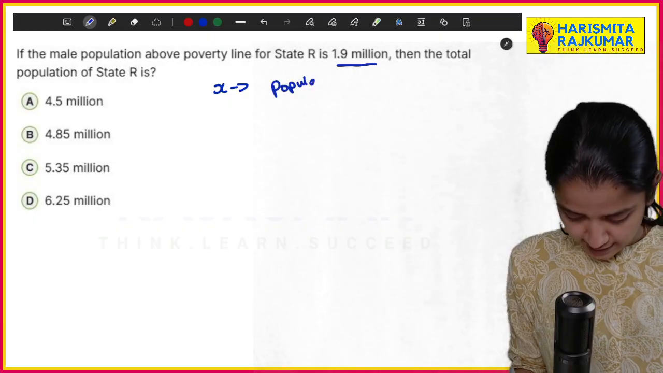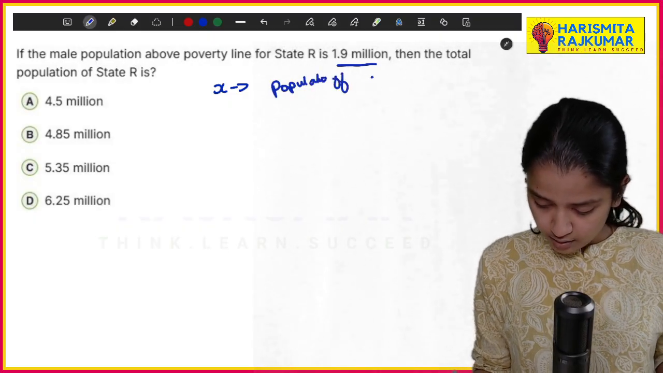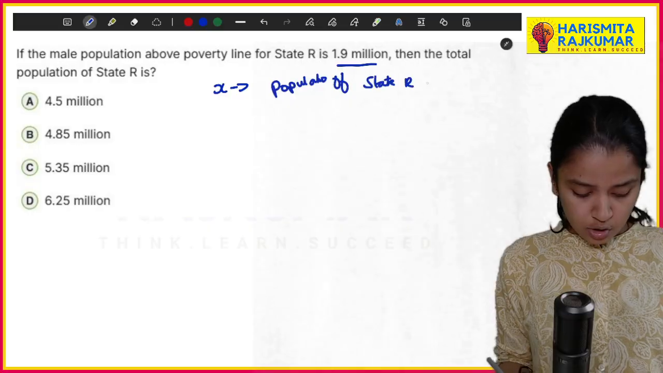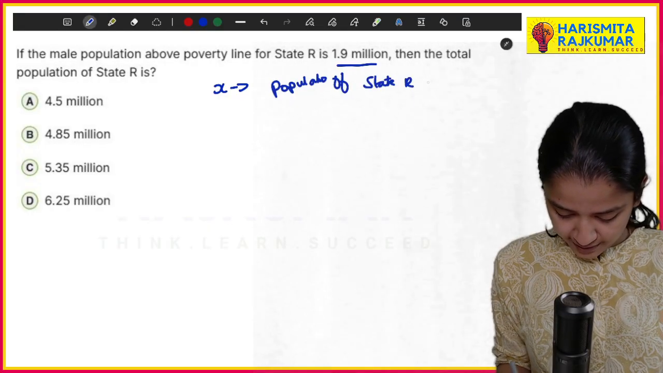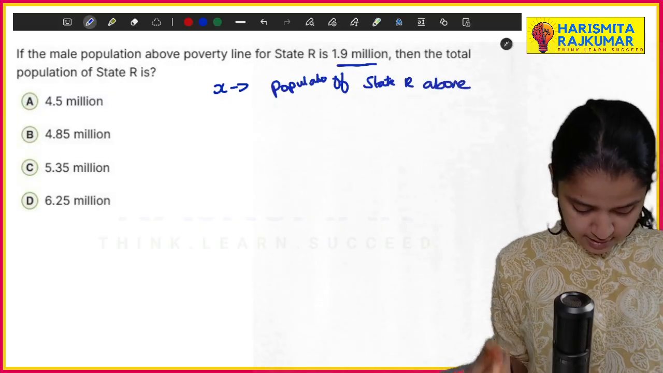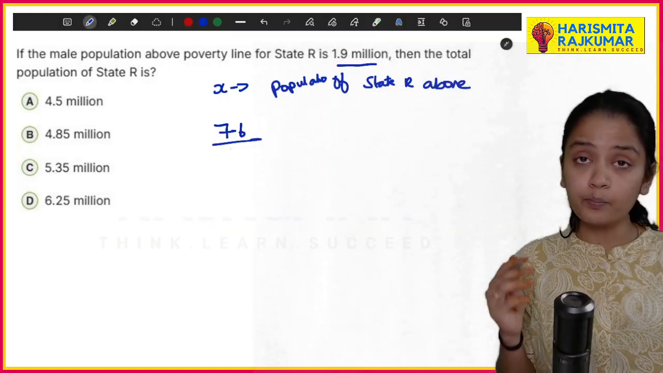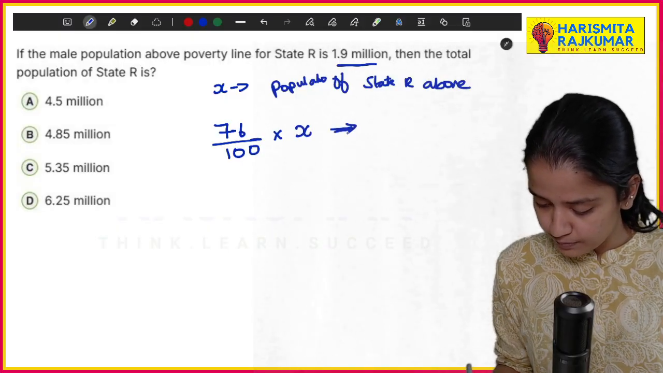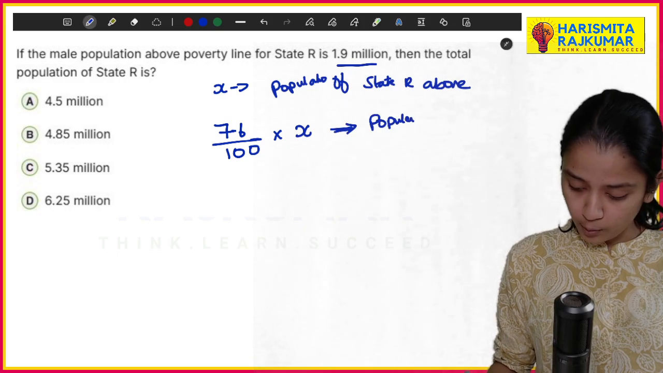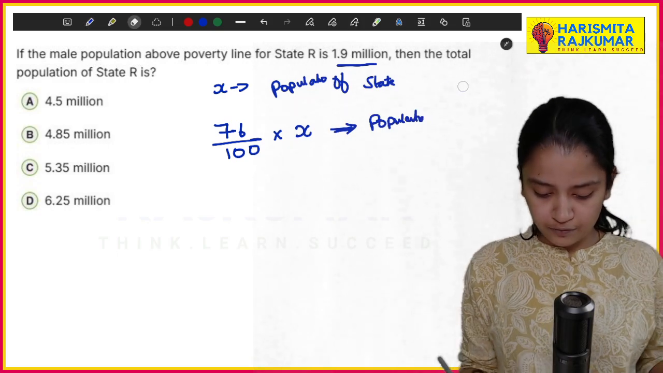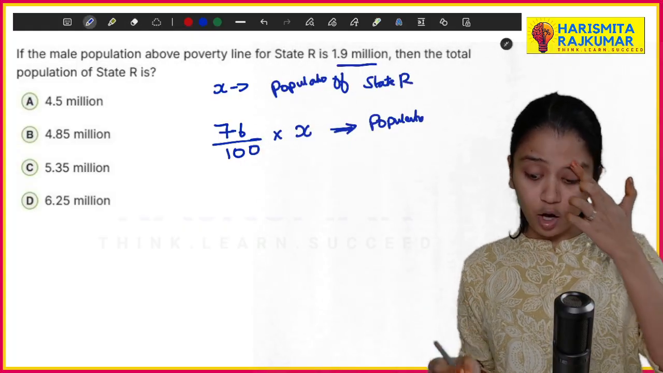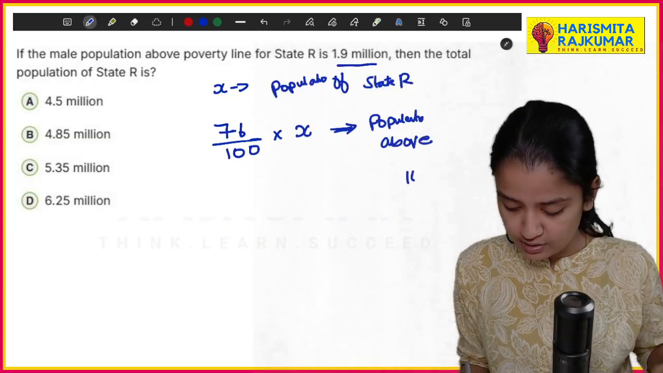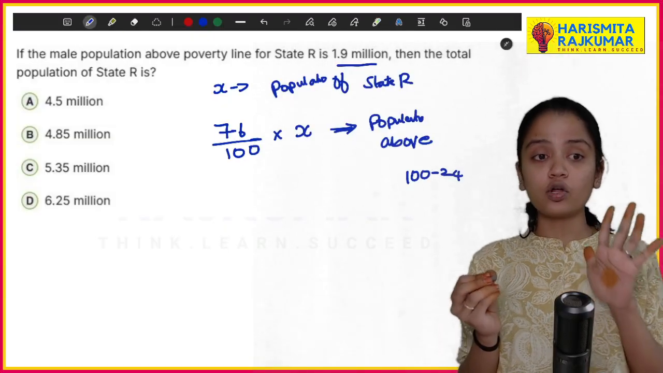So the population of state R above the poverty line will be 76 by 100 into X. Total population of state R is X, but the population above the poverty line is 76 by 100 into X. Why 76? Because it is 100 minus 24, only 24 was given there.